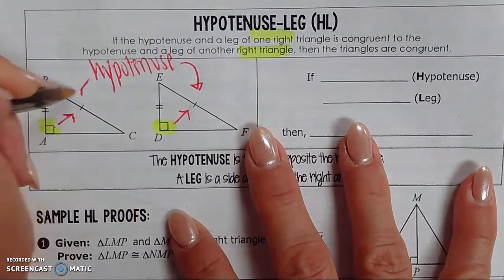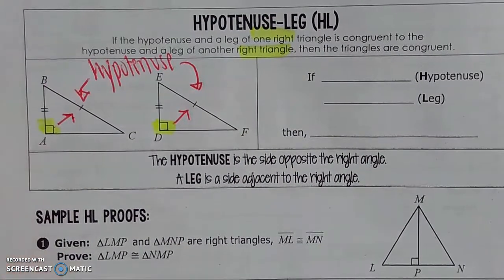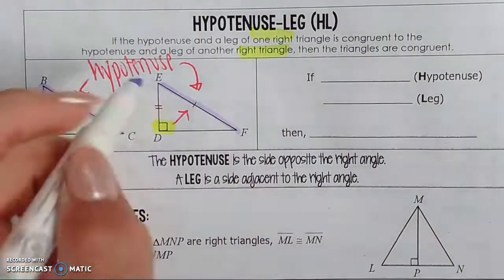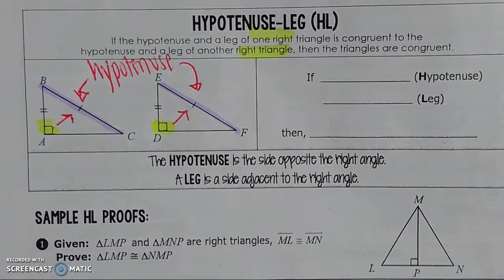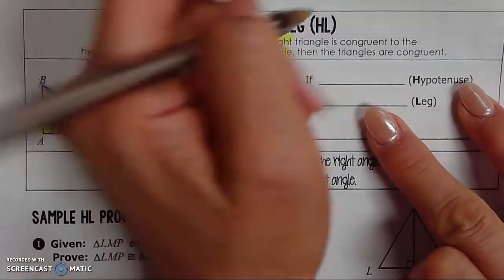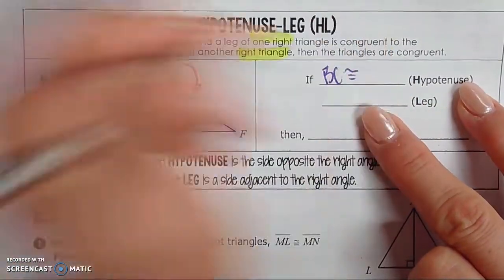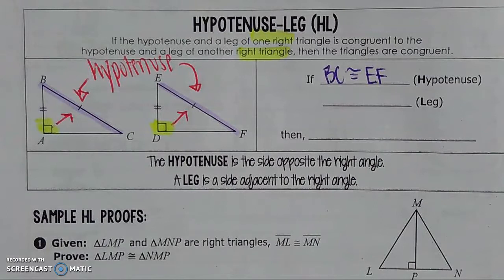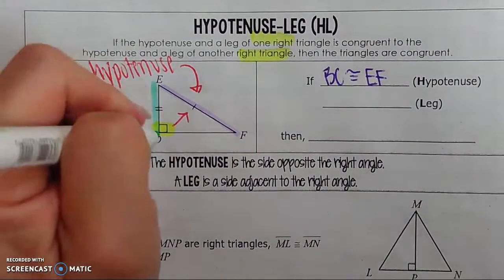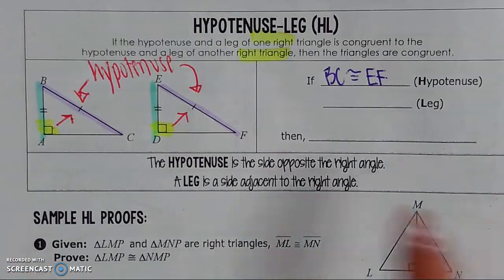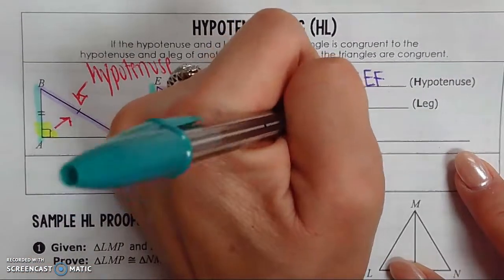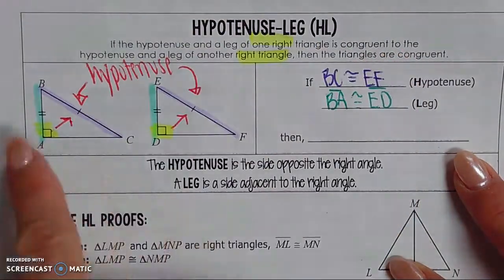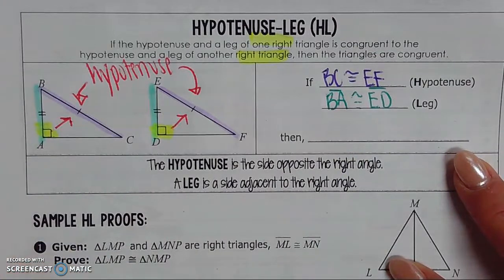So right here and here are your hypoteni. So if our hypotenuse, which I'm going to go ahead and mark in purple right here, BC is congruent to EF. All right, and then a leg, we need to have a leg congruent. So a leg and a leg. And your leg, BA, is congruent to ED, then your triangles are congruent.